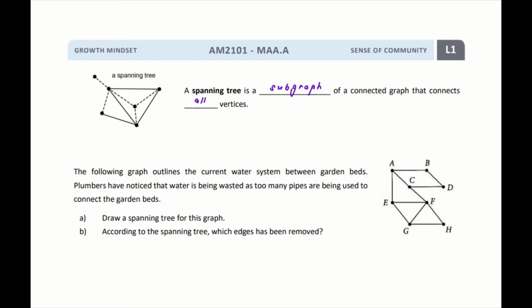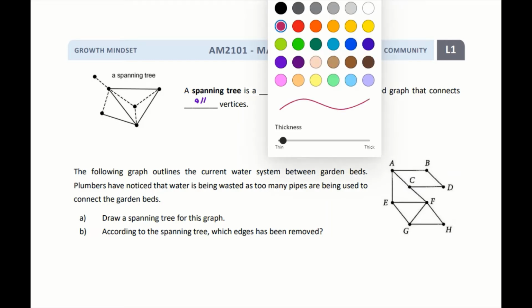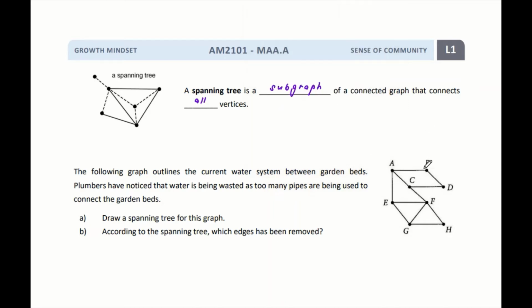All right, so looking at this situation, imagine that all the vertices here represent the different garden beds. If you want to water the plants in the garden, then you only need to have one pipe connected to each one. For example, to reach B, I either use this edge to connect to B or I use this edge to connect to B. I don't really need both. If B is connected to A already, then B doesn't need to connect to D anymore. So that's the idea.